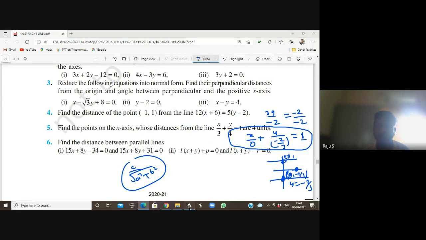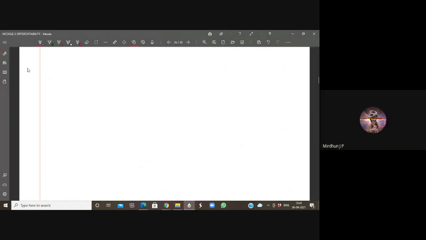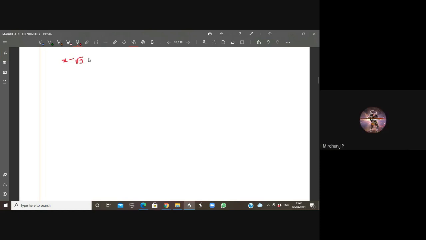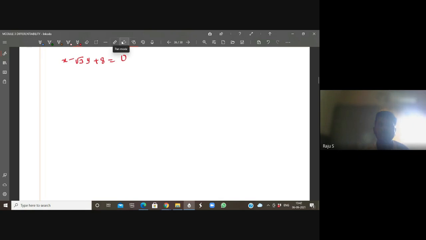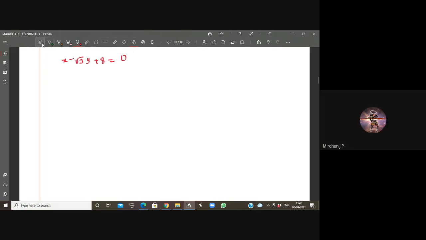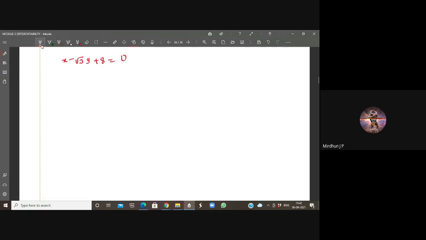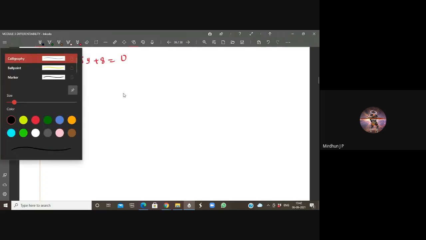Can you tell me the first question? Sir, x minus root 3y plus 8 is equal to 0. Kashyap, can you read the question completely? Reduce the following equations into normal forms. Find the perpendicular distances from the origin and the angle between the perpendicular and the positive x-axis.